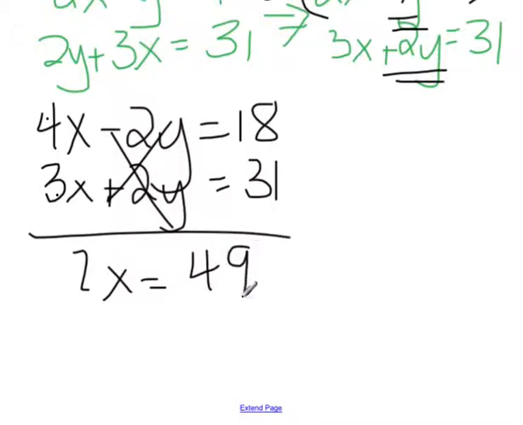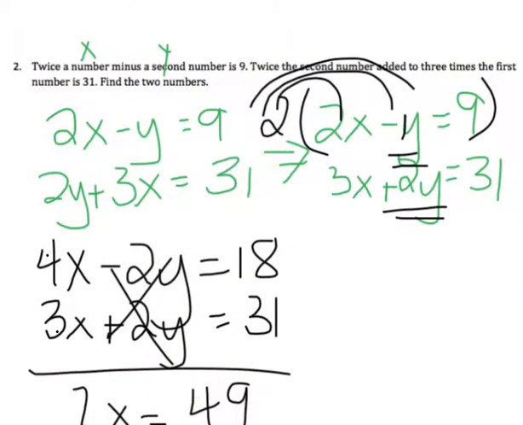And that's going to give me 49. Divide both sides by 7, and I get that x is equal to 7. So that's our first number. Our first number is 7. So now we want to figure out what y is going to be.